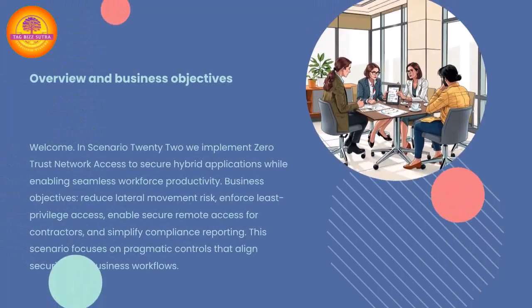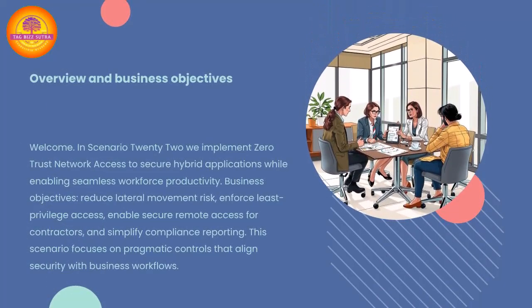Welcome. In Scenario 22 we implement Zero Trust Network Access to secure hybrid applications while enabling seamless workforce productivity. Business objectives: reduce lateral movement risk, enforce least privilege access, enable secure remote access for contractors, and simplify compliance reporting. This scenario focuses on pragmatic controls that align security with business workflows.